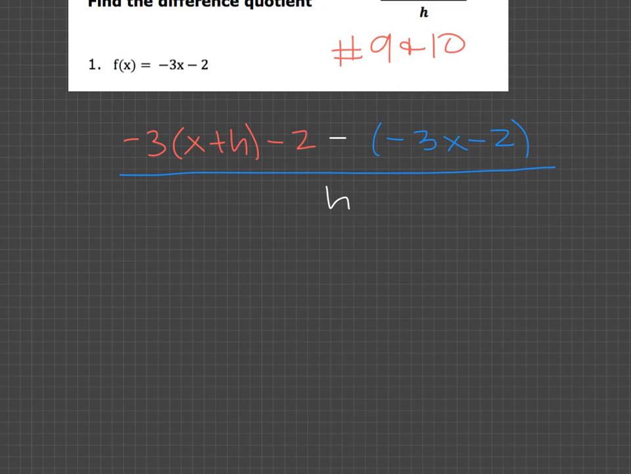All right, so let's distribute that negative 3. So we get negative 3x minus 3h, and then the minus 2. And then distributing that negative, we get negative 3x, so that's a plus 3x, negative times a negative 2, so that's plus 2. And then that's all over h.